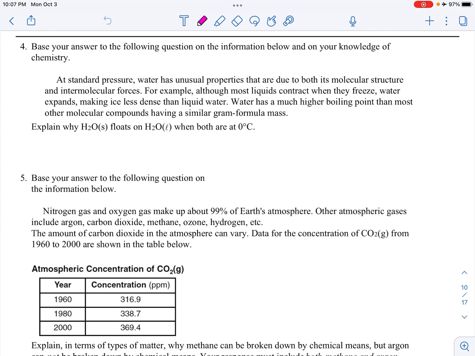Explain why H2O solid, which is ice, floats on liquid water when they're both at 0 degrees. Because ice is less dense. And it says so right there. Dense.